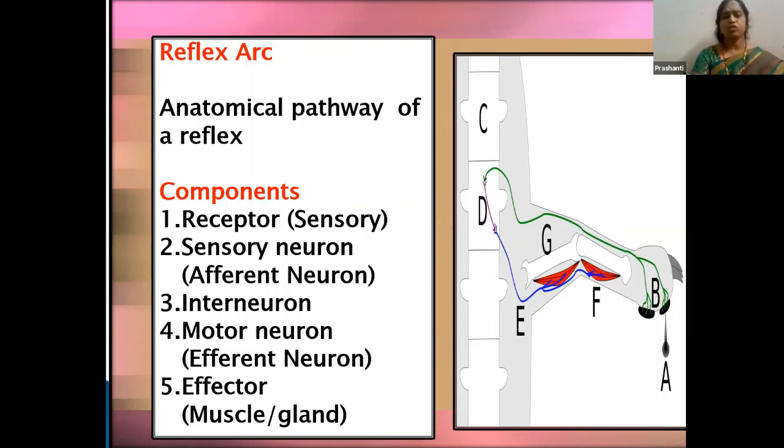Then the components of the reflex arc are: first, the sensory receptor. The second one is the sensory neuron. The third one is the interneuron. The fourth is the motor neuron. And the fifth one is the effector, which might be a muscle or a gland.